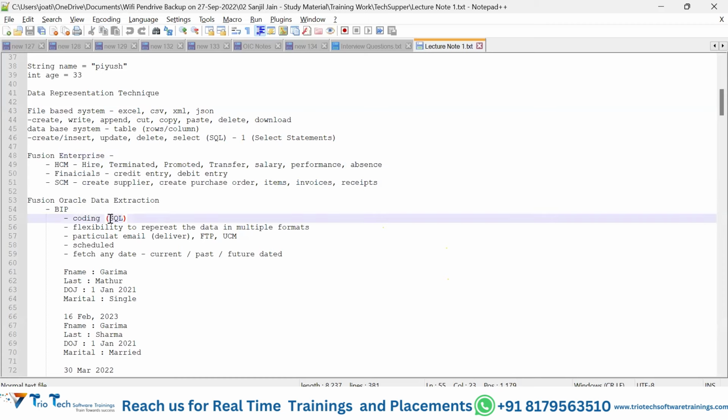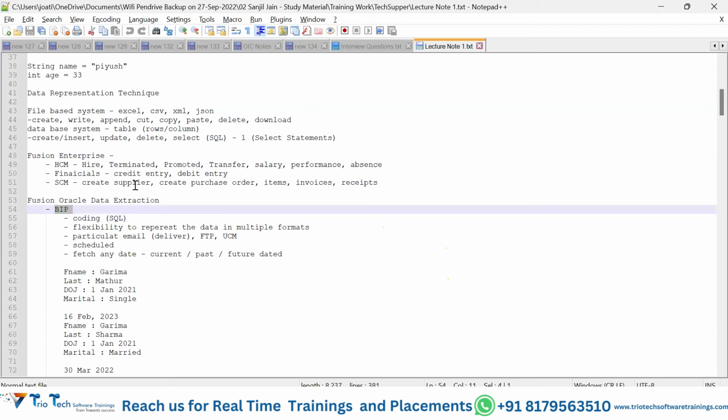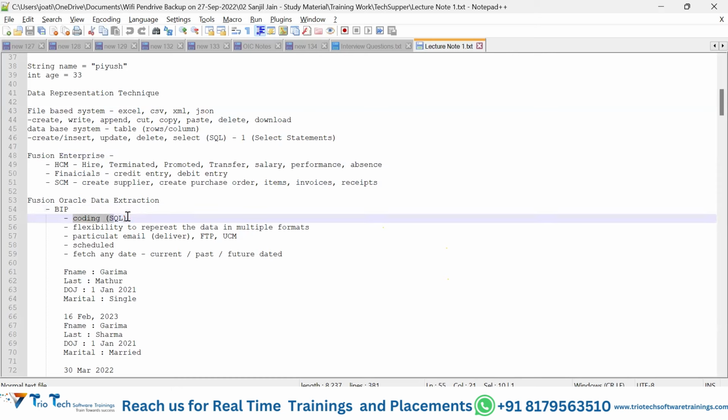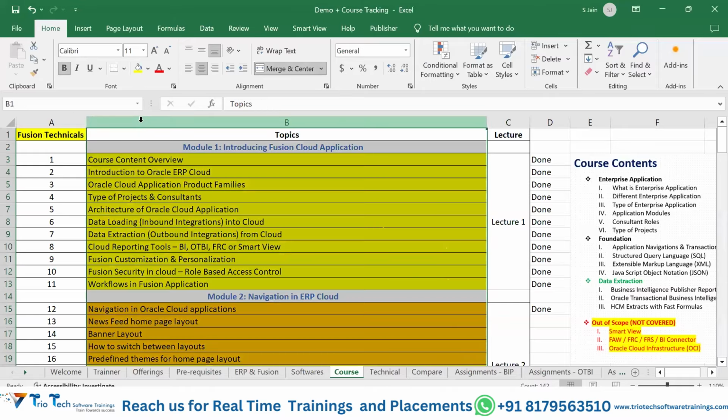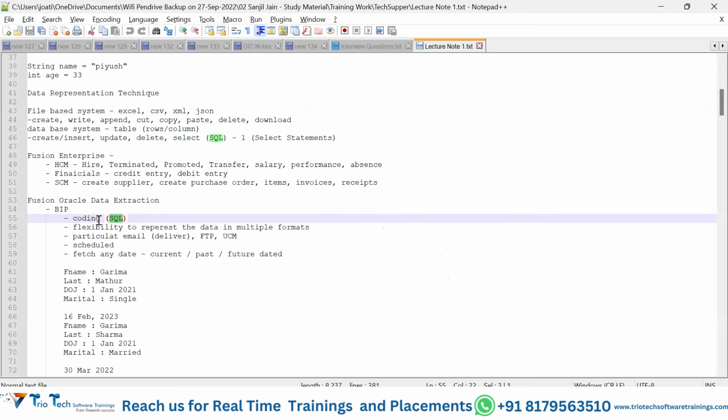To do the data extraction, there are different tools available. One of the tools is BIP, and as this is Fusion Technical, out of more than 40 tools that we are going to learn, BIP is the only tool in which one portion requires coding. That coding is done through SQL. Other than that, almost 40 different tools that we are going to learn, almost these 142 lines, nowhere are we using any technicality or coding. Only for BIP we are using SQL to write the SQL queries.